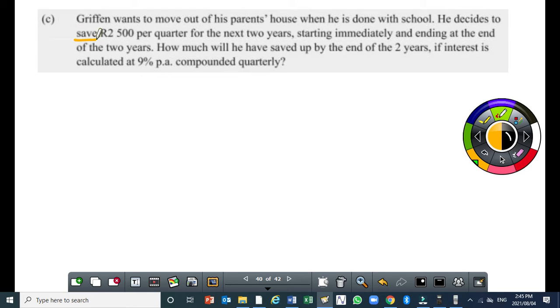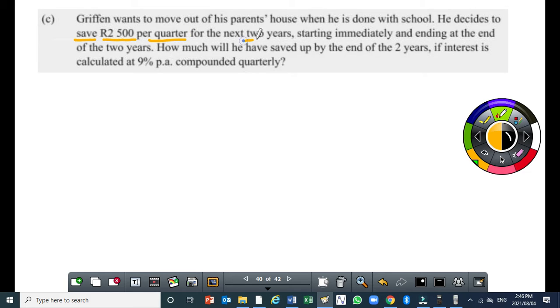This word save is very, very important. It's an indicator that we are dealing with future value somewhat. The 2,500 is the regular payment, which is going to be done every quarter. So the word save is an indicator that there is an investment, and future value annuities are investments. The 2,500 is the amount which is going to be saved every quarter, that is after every 3 months.